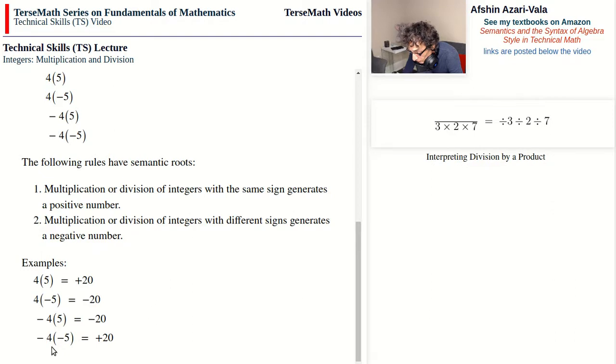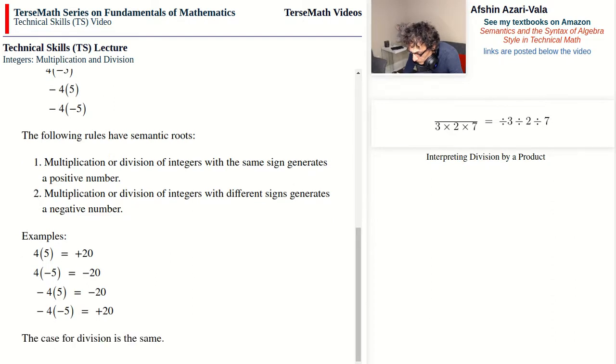So you owe $5 to each of 4 people. And then you forgive the money that you owe to all of these people. So in total, your worth grows by $20. And the case for division is the same.